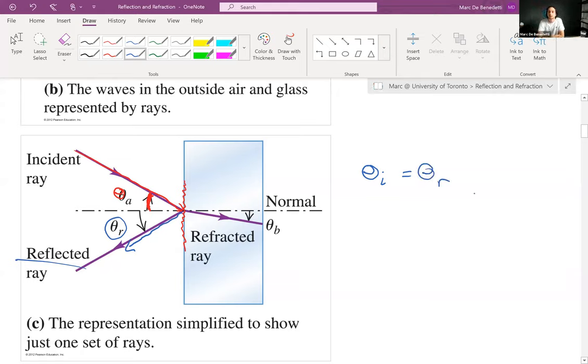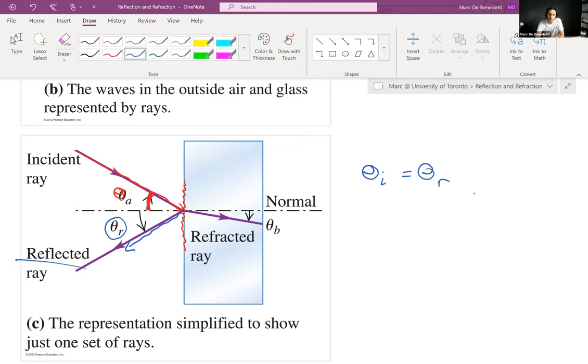So what goes in comes out with exactly the same angle. Now, you might be asking yourself, okay, this is a fundamental principle of reflection, but why? How does nature know to abide by this sort of principle? And looking at light as a wave perhaps is not the most intuitive way to really understand this sort of equality, theta in equals theta out.